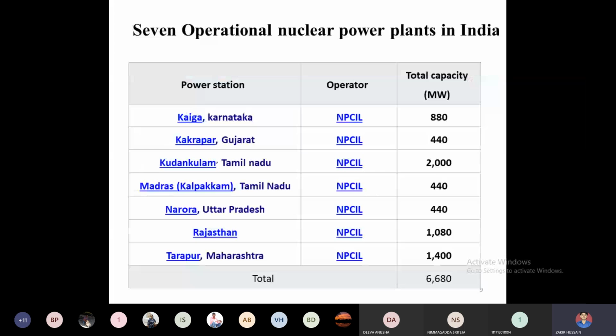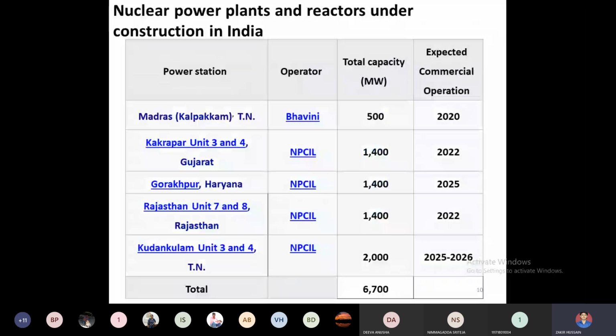Okay, then these are the seven operations which are already operating to their capacity, operated by the Nuclear Power Corporation of India Limited. So these are located at Kaiga, Karnataka, Gujarat, Tamil Nadu. Tamil Nadu has two nuclear power plants, and Rajasthan one, Uttar Pradesh one, and Maharashtra is also containing one nuclear power plant. All these are operated by the Nuclear Power Corporation of India Limited, which is the PSU.